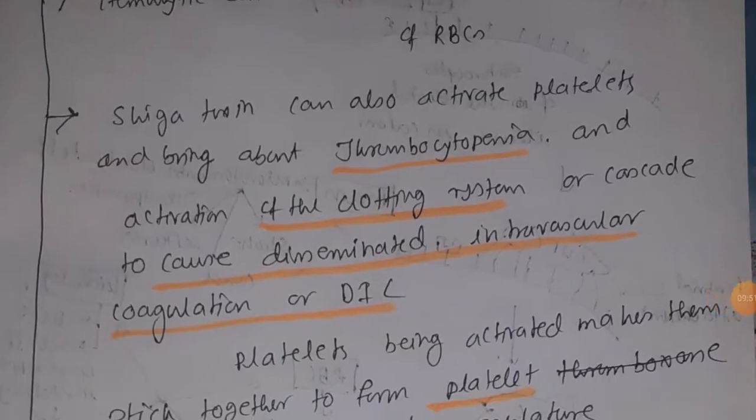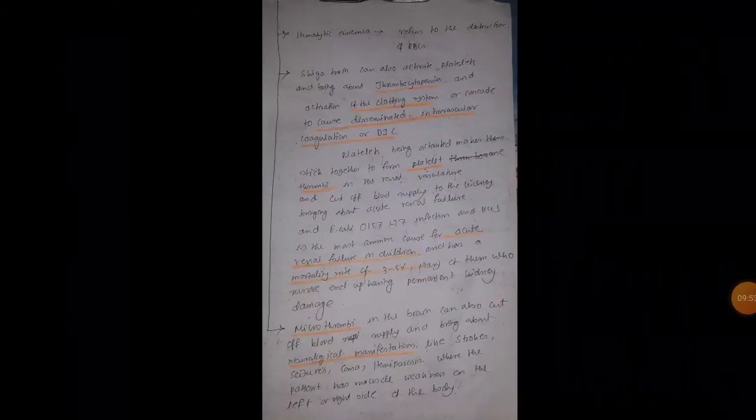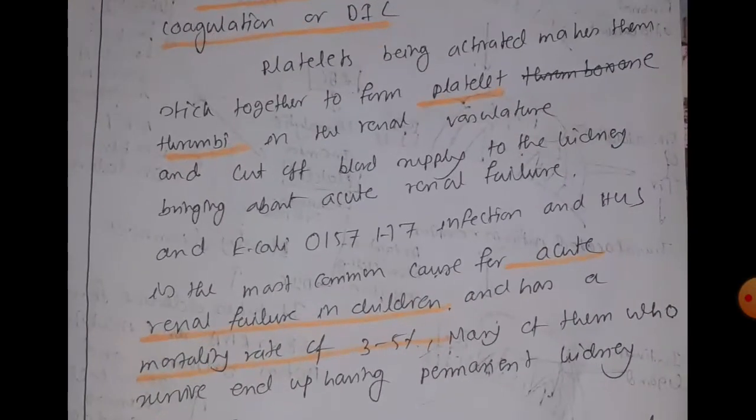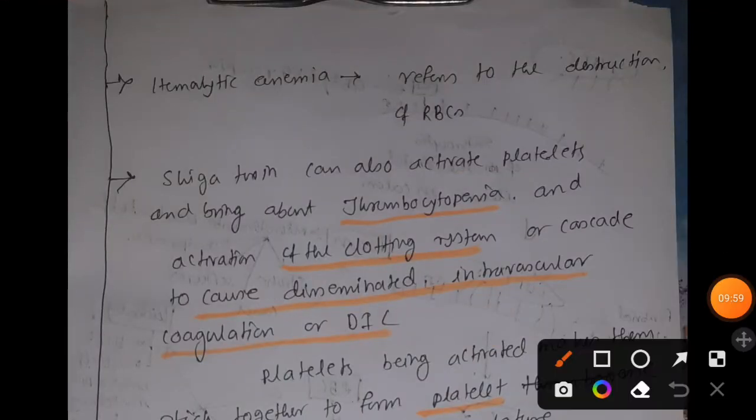So now after that, we have talked about what is going on in the kidney, and we have talked about what is going on in the RBC, right? So now after that, let's talk about what Shiga toxin is doing in platelets. So first of all, Shiga toxin activates platelets and brings about thrombocytopenia. Okay, and it can also cause activation of the clotting system or cascade, which ultimately facilitates disseminated intravascular coagulation.